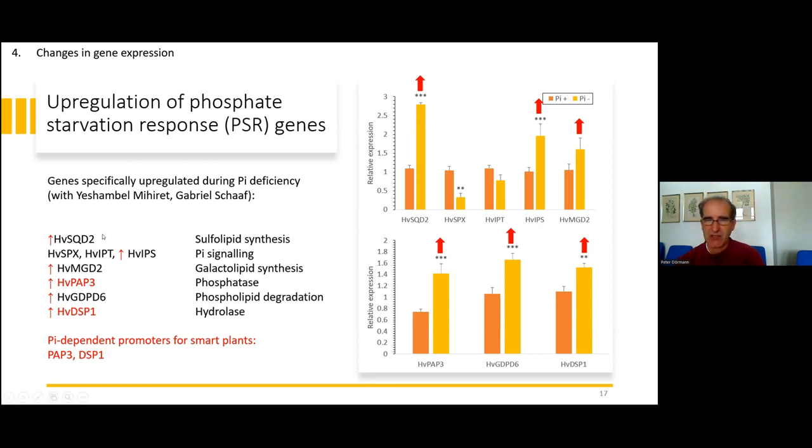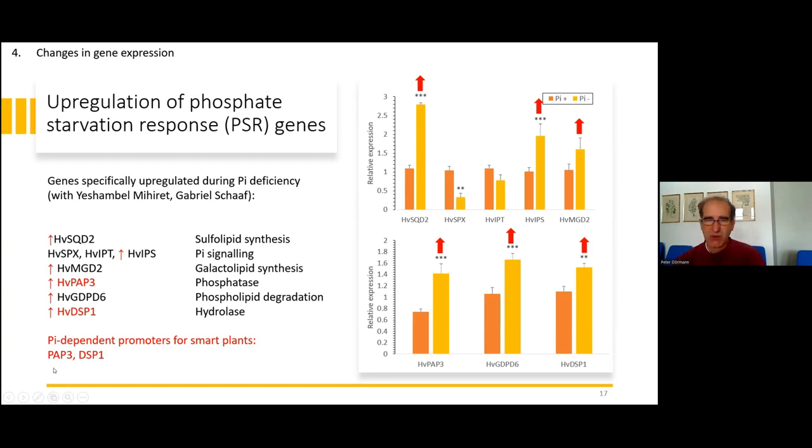Magda did detailed analysis by qPCR on a subset, on a few of these genes. Here in orange, plus phosphate, in yellow, minus phosphate. These are qPCR expression experiments. As you can see, some of them she could reproduce, some not, for whatever reason. I mean, we have a slightly different system. We have hydroponics and so on.